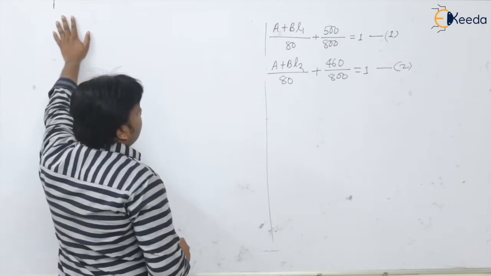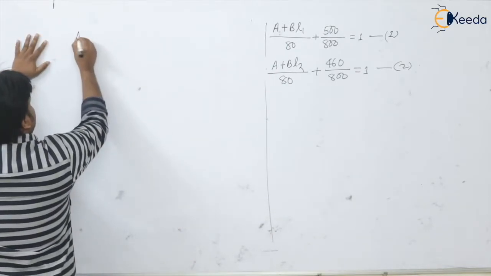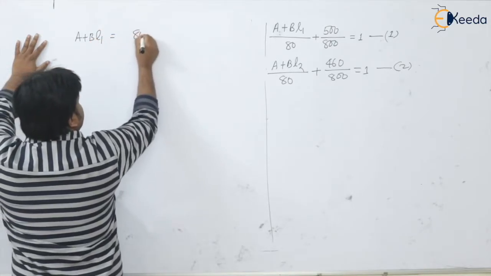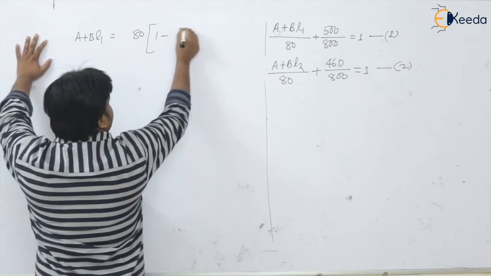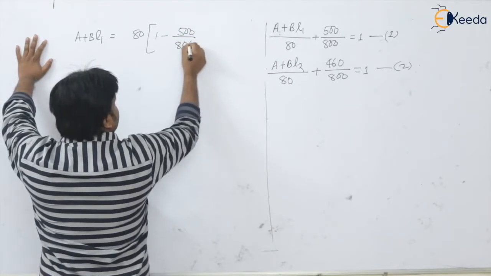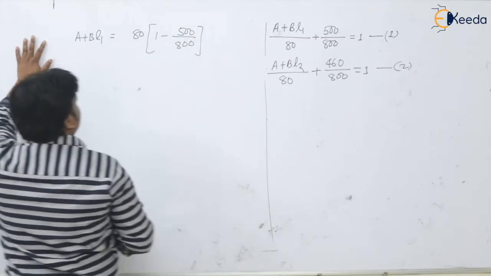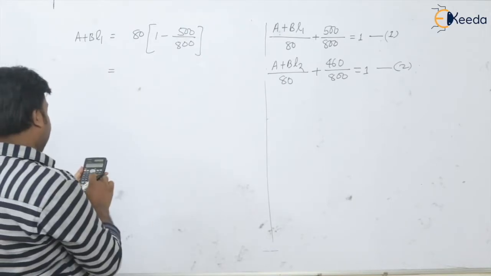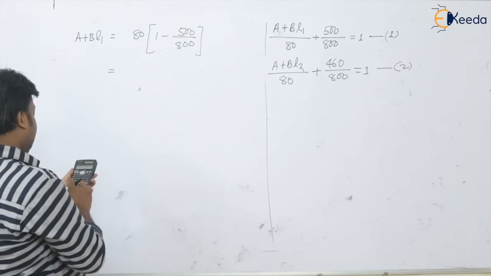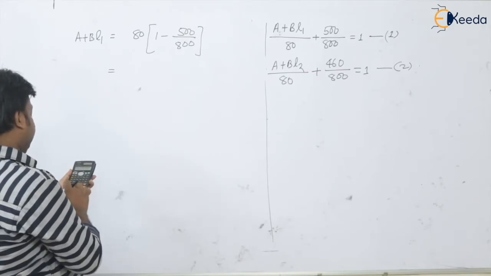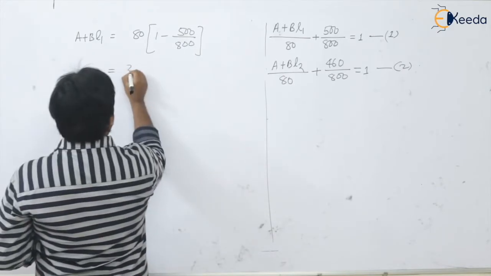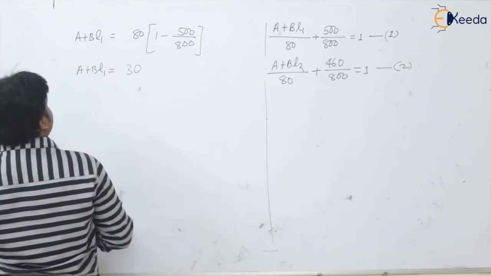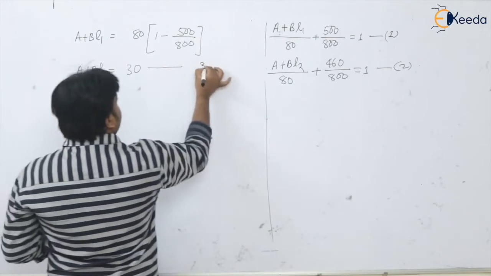What can we do here? I can do like this: A plus BL1 is equal to 80 into 1 minus 500 divided by 800. That is the first thing I can do. So solve this: 500 divided by 800 is 5 by 8, 1 minus answer, into 80. It is coming as 30. So A plus BL1 is 30. This is equation number 3.